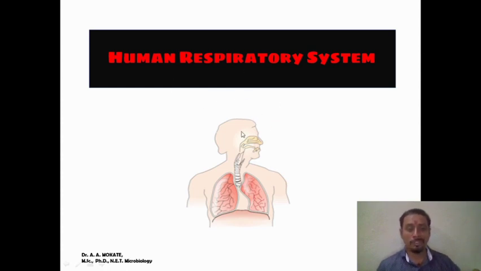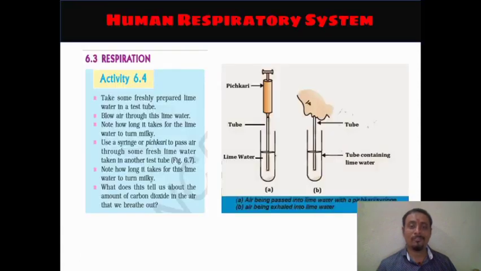The diagram shown here is of the human respiratory system. This diagram not only shows the external parts of the human respiratory system, but also the internal parts. The external part includes the nose, and the internal parts include the pharynx, windpipe, lungs, etc. In this we are also going to study the activities that are shown in the 10th NCERT book. So let's see the first activity.